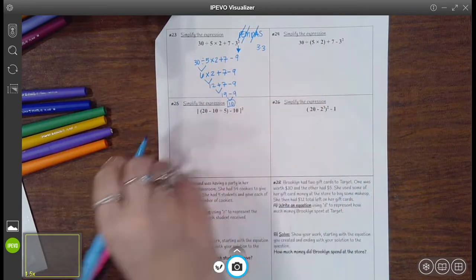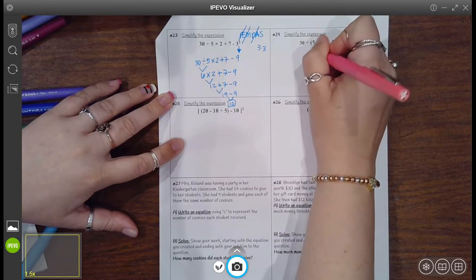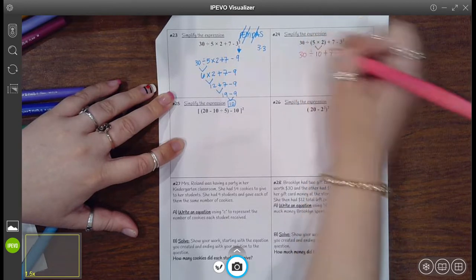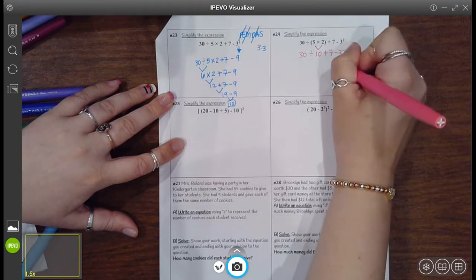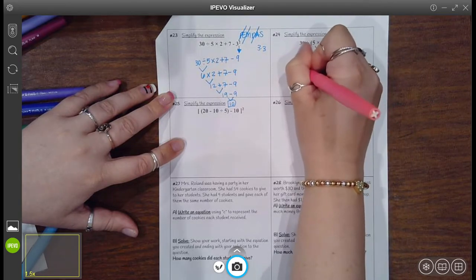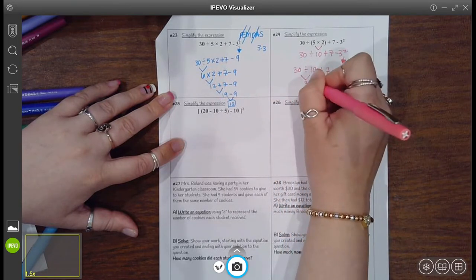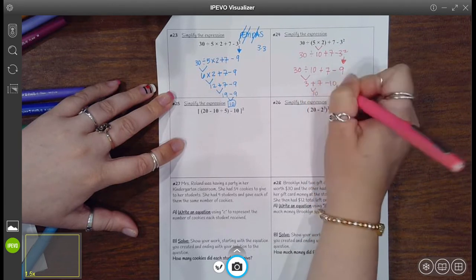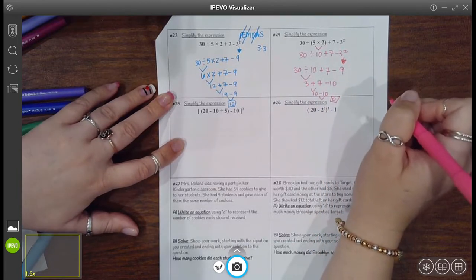Okay, for my next one, parentheses are right here. 5 times 2 is 10. Bring everything else down. Parentheses are down to a single number. Exponents come next, and 3 squared, we already established, is 9. Okay, then we have multiplication or division, and you go from left to right. 30 divided by 10 is 3. And then 3 plus 7 is 10, and 10 minus 10 is 0. Perfect.